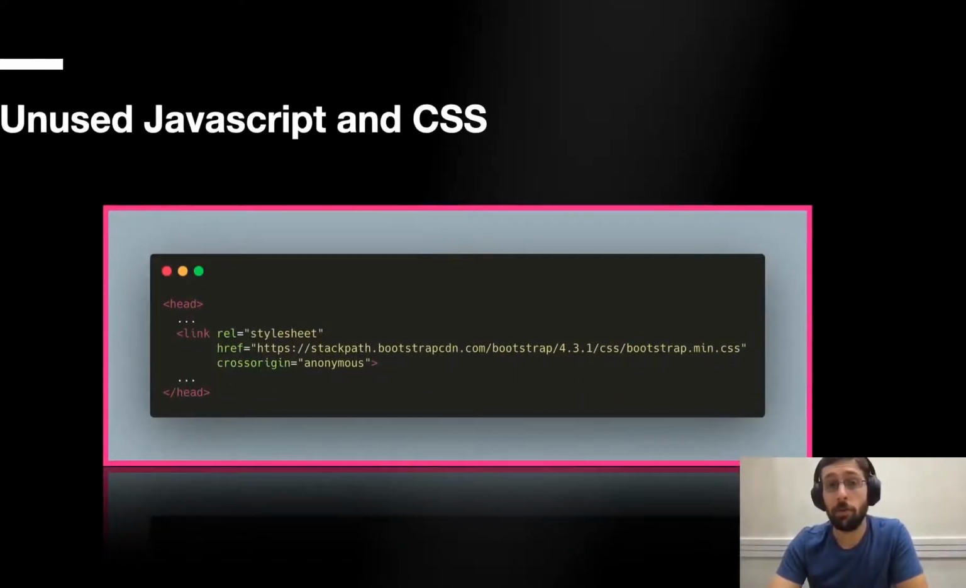For example, suppose that you want to use a Bootstrap button on your page. To use the button component, you need to add a link to the Bootstrap style sheet in your HTML like this. This style sheet doesn't just include the code for the button component, right? It contains the CSS for all the Bootstrap components. But you are not using any of the other Bootstrap components, so your page is downloading a bunch of CSS that it doesn't need.